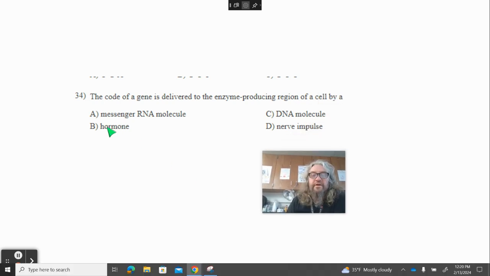Question 34. The code of a gene is delivered to the enzyme producing region of a cell by A, a messenger RNA molecule, B, a hormone, C, a DNA molecule, or D, a nerve impulse.